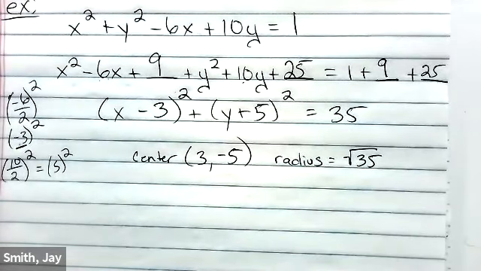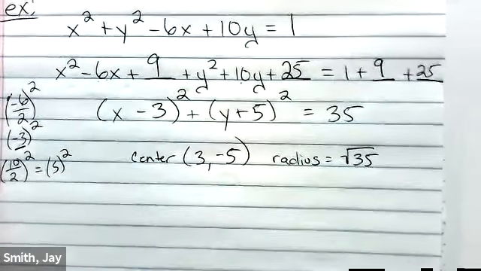Are there any questions on this example? You said the center is always the opposite of what we see in the equation? Yes. Any other questions though? All right, so these are the only types of problems that we're going to see for 2.1 and 2.2.